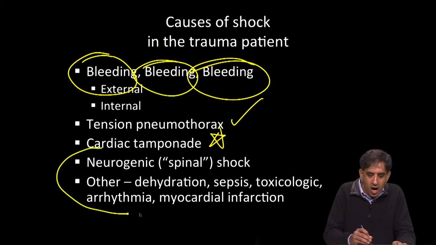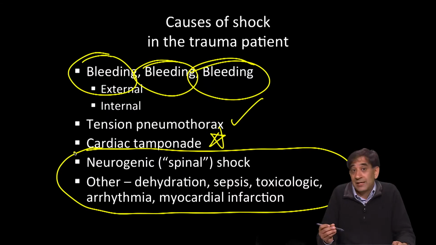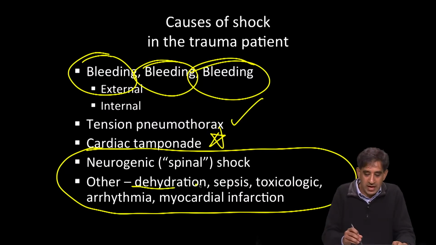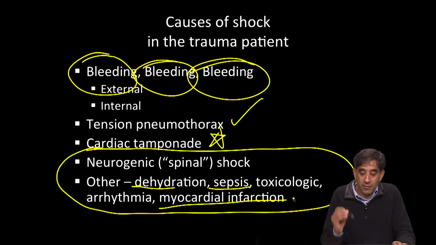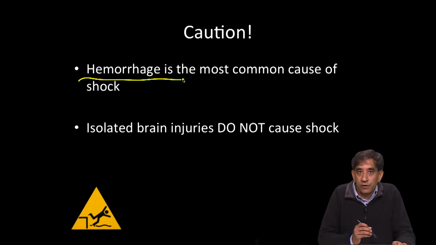And then think about other causes of shock in the trauma patient, things like spinal shock or neurogenic shock, and then other non-traumatic causes of shock, such as dehydration, sepsis, and myocardial infarction. But remember, the most common cause of shock, the one that you always want to keep in your mind, is bleeding. Again, hemorrhage, the most common cause of shock, so look for it.